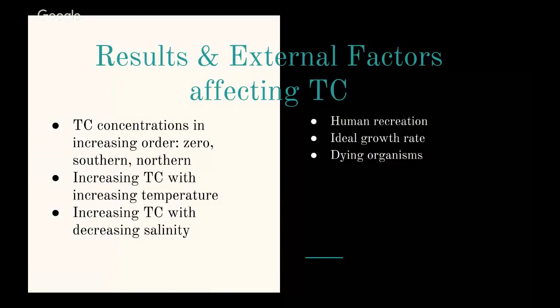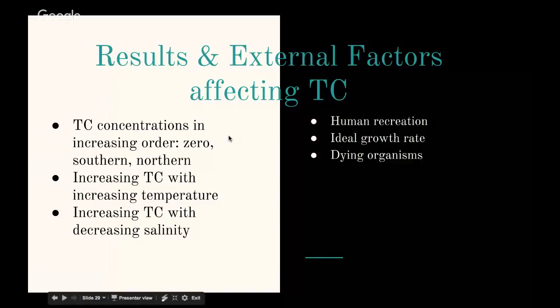As for the salinity, the trend we saw was increasing TC with decreasing salinity. The reason for this is we looked into it, and organisms also have an ideal growth rate within a certain range of salinity. But overall, for most organisms, including coliform, the trend is that the more salt there is, the less they can survive, which is why if there's less salt, or decreasing salinity, there's an increased growth of coliform.